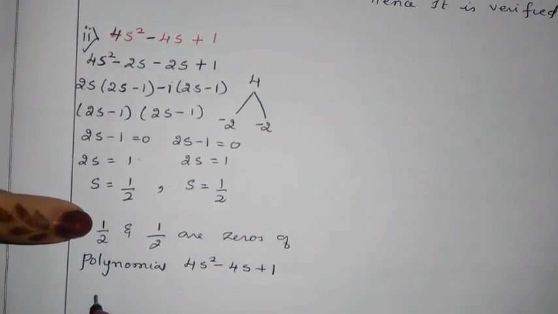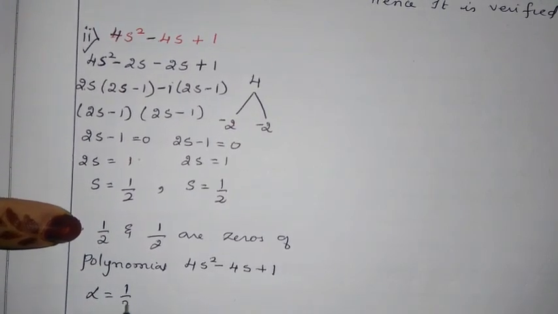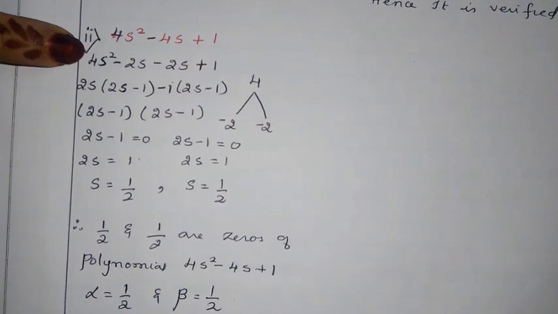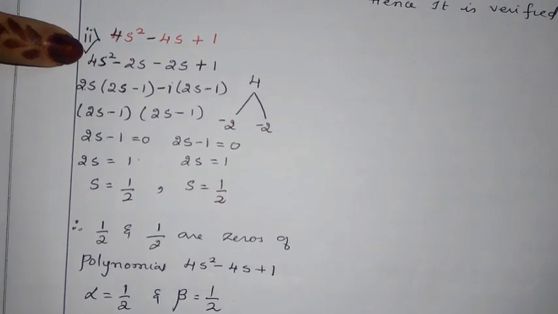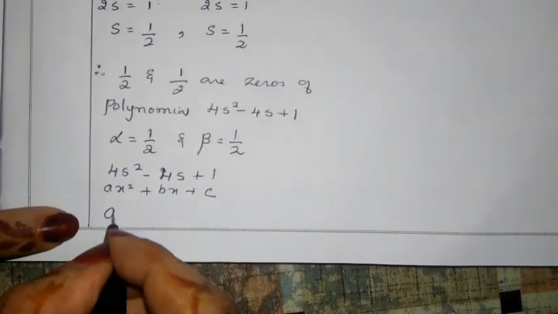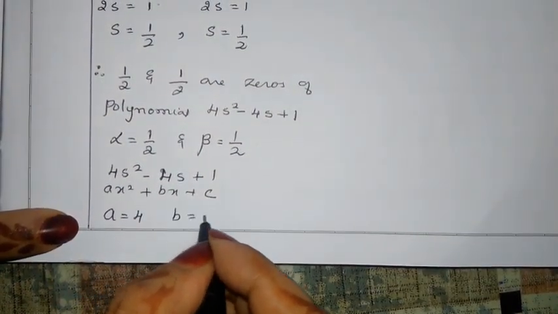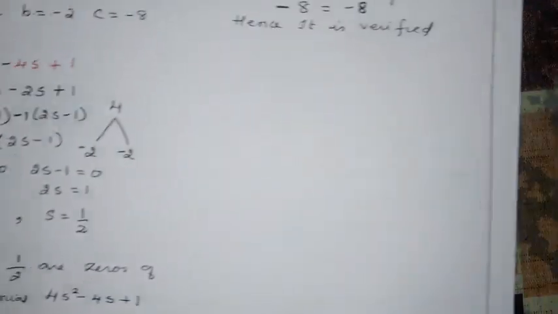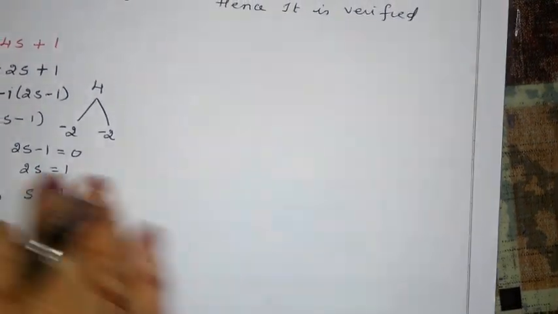So, when they have asked to verify the relationship, then we have to take alpha equal to the first zero of the polynomial and beta will become the second zero of the polynomial. Given equation is 4s square minus 4s plus 1. It is of the form ax square plus bx plus c. So a is equal to 4, b is equal to -4 and c is equal to 1. Let us verify now. I will do the verification on this side of the same problem.